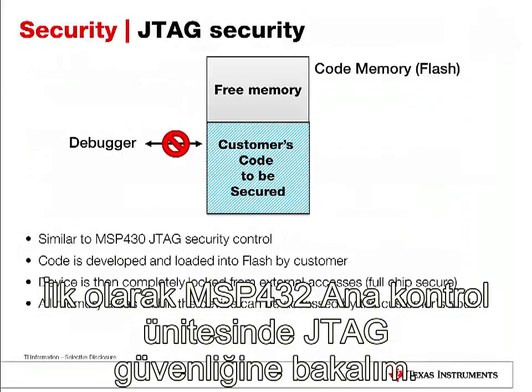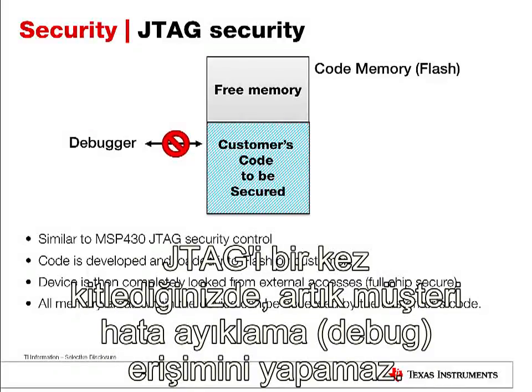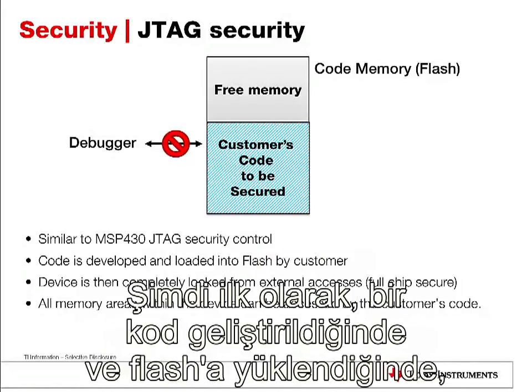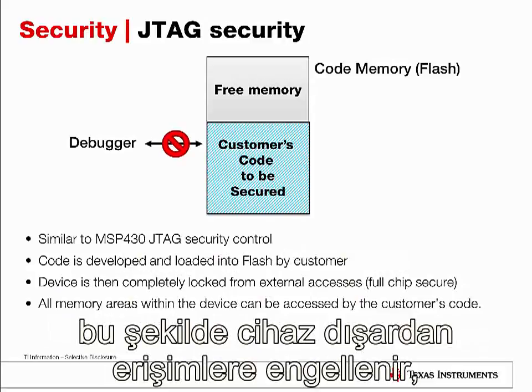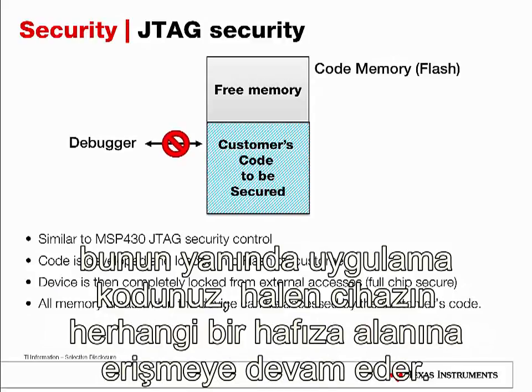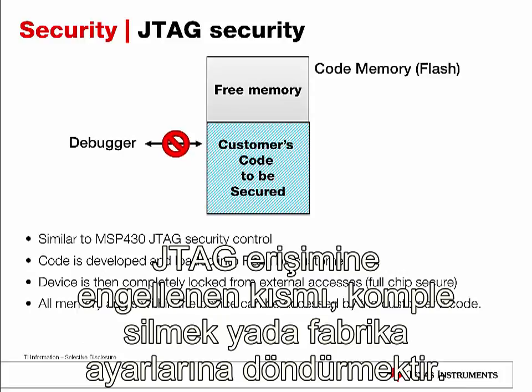First, let's take a look at JTAG security on the MSP432 MCU. The JTAG security, or the JTAG lock, from a user standpoint is very similar to MSP430 JTAG control, where once you lock away the JTAG, no debug access is available to the customer. First off, when code is developed and loaded into the flash, you can then invoke this JTAG lock mechanism to prevent further debug access. The device is then locked away from external accesses, while the application code can still access any memory areas within the device. The only way to regain access to a device that is locked from JTAG access is to go through a mass erase or factory reset.